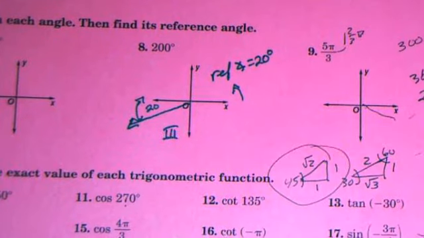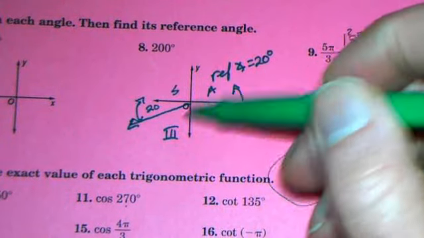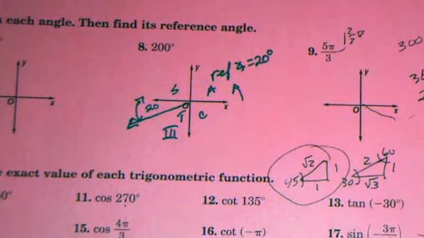So that's all we have to do for that one. If we were going to go on with this, again, ASTC comes into play in the third quadrant. Tangent is positive because you've got a negative x over a negative y, so the two negatives cancel out. But sine and cosine are going to be negative. Sine is going to be negative because it involves the negative y. Cosine is going to be negative because it involves the negative x.